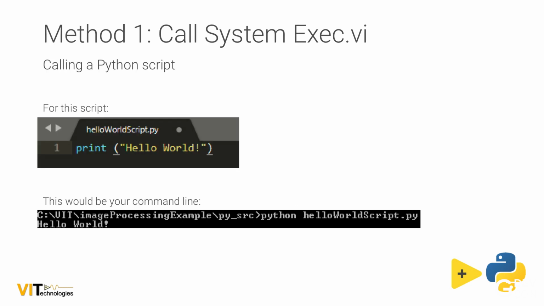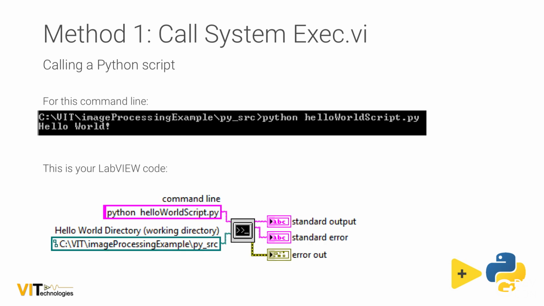So let's say, for example, we have a hello world script in Python just printing hello world. In the command line, we just say python helloworldscript.py, assuming that we're in the working directory where the script is located, and we have the Python environment variable set on our system. If you don't, then you need to type the whole path of your Python exe. So you just take literally what you put there and you put it in the command line. Simple, done.